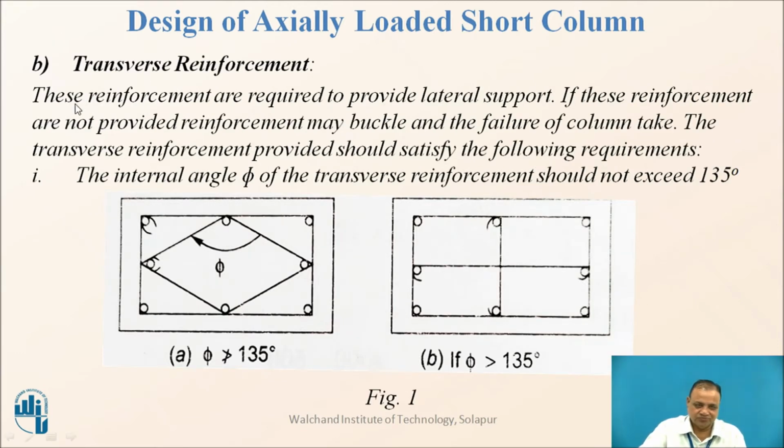Then lateral ties. These lateral ties are required to give lateral support to the main reinforcement. If they are not provided, the reinforcement may buckle and failure of the column may take place. The transverse reinforcement provided should satisfy the following requirements. If the angle is not greater than 135 degrees, this is the way we tie the longitudinal reinforcement by lateral ties. If it is greater than 135, that means here it is 180 degrees, there we can have cut rings to tie the bars in the other direction.